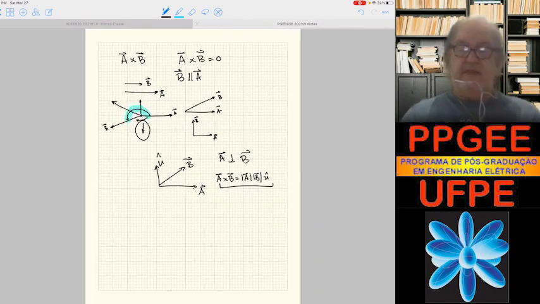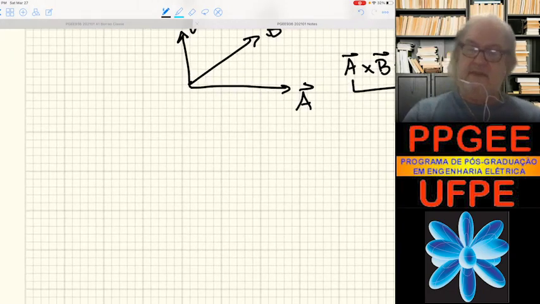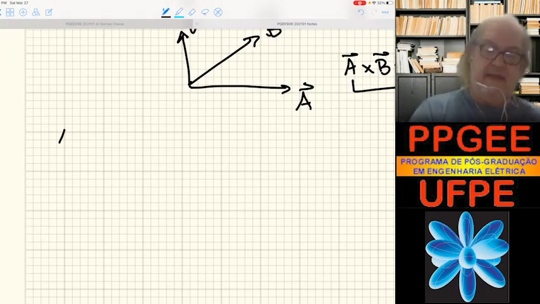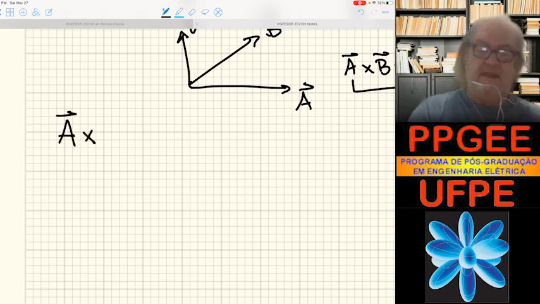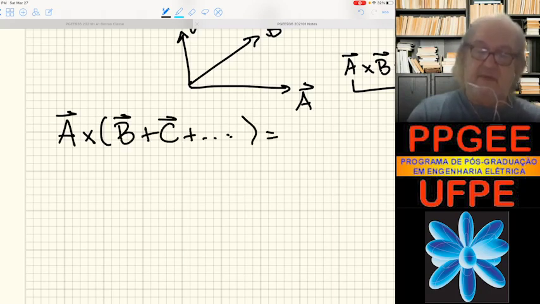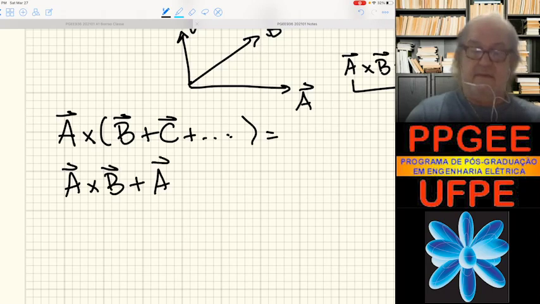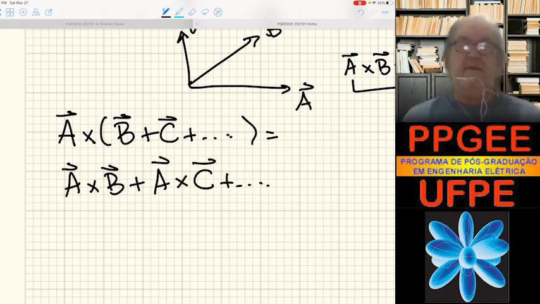Some properties of the cross product are important. Let's just notice. I have distributive properties, B plus C, etc. I can distribute those, right? We can do that.